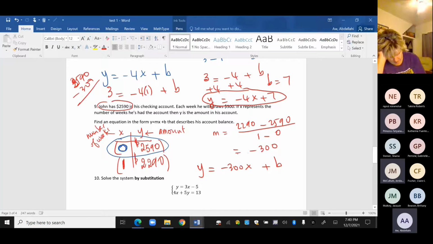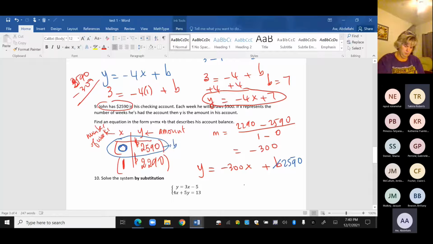So I don't need to bother myself with calculation. I know the b is 2,590, okay? But if you want to, you can do the math, actually. You're going to find the same thing. You can take the first point, you say x equals 0, y equals this, and you solve for b. You're going to get the same thing. Or you take the second point, you're going to get the same thing. All right?